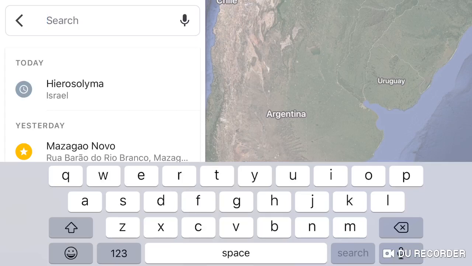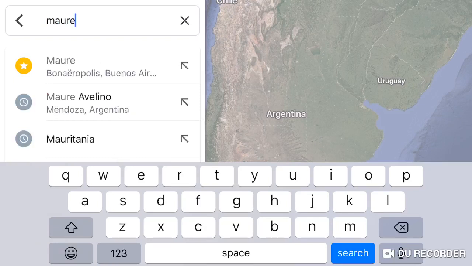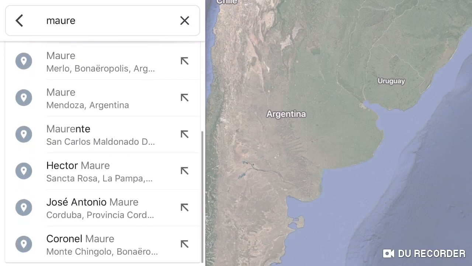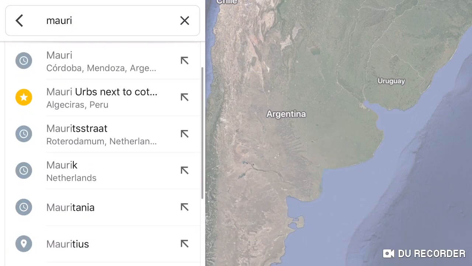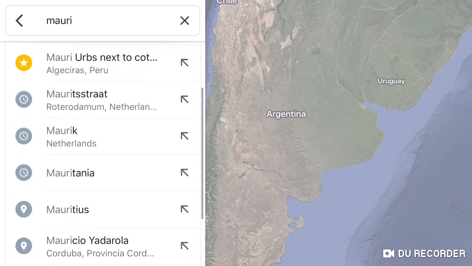Okay, let's see. They call Charleston the holy city. So, you know, it's on the same line with Jerusalem. And I'm looking for Mare. Got Mare. Got Mauritania. Got all these Mariente. The Moorish city in Algeciras.